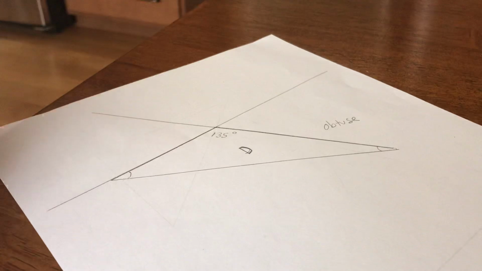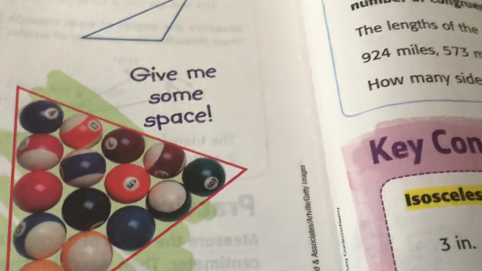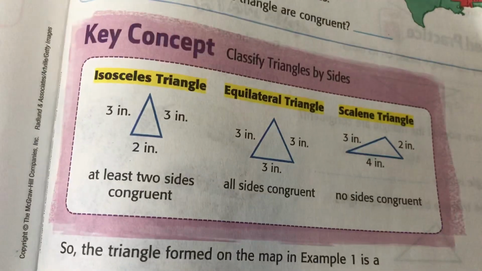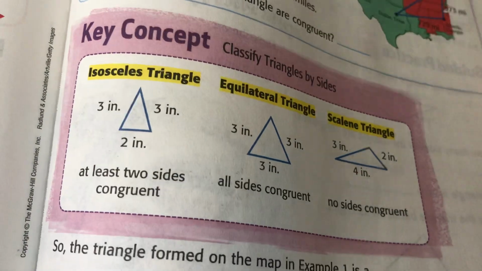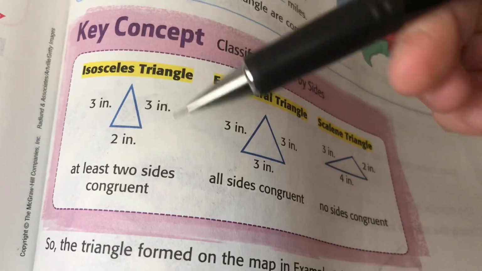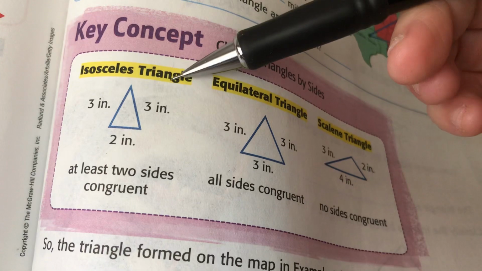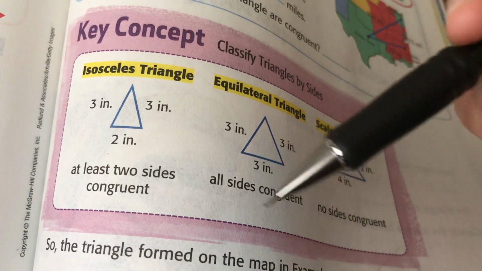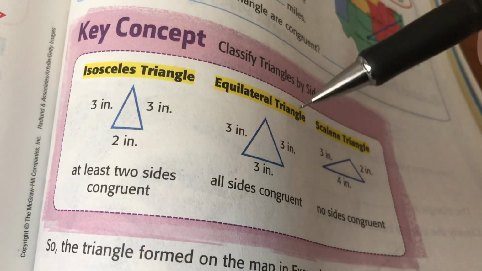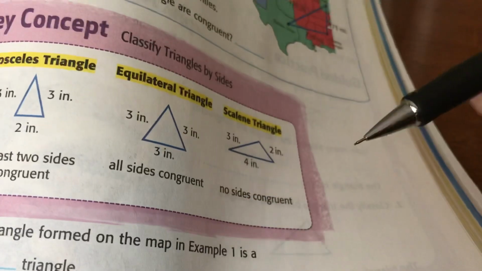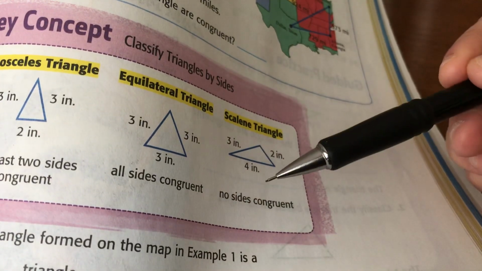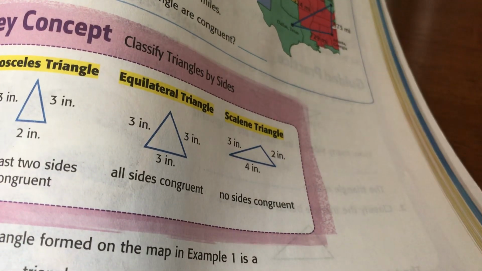So to recap, naming triangles, you can name them by their sides or by their angles. If you name them by the sides, here are the definitions. Two congruent sides, here and here, gives you an isosceles triangle. If all the sides are the same or congruent, that's called equilateral. And lastly, if all the sides are different, that is called scalene.